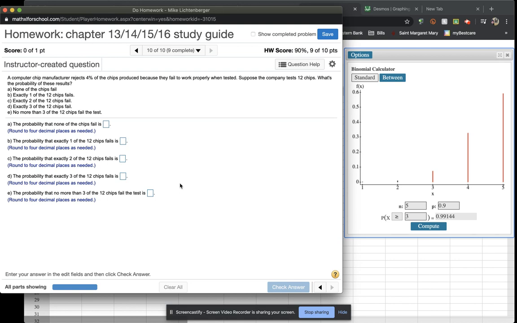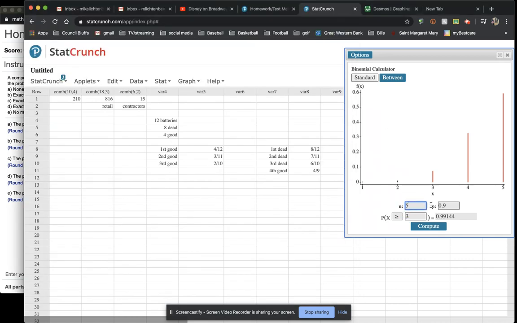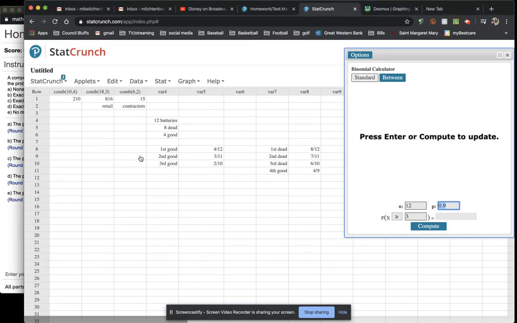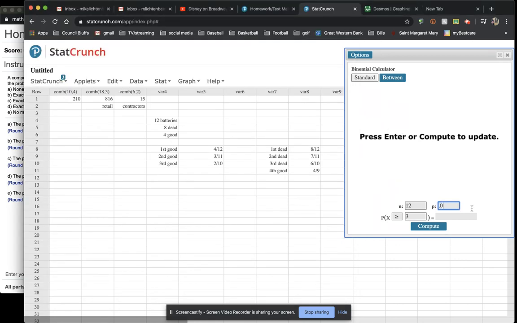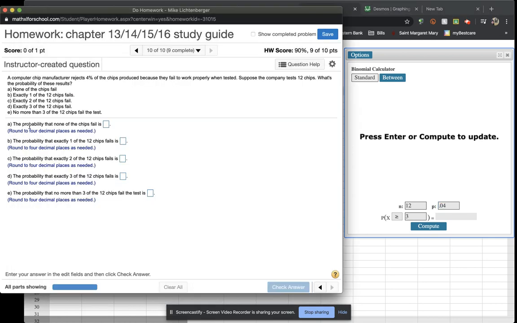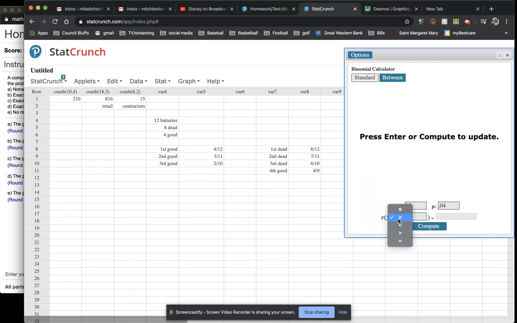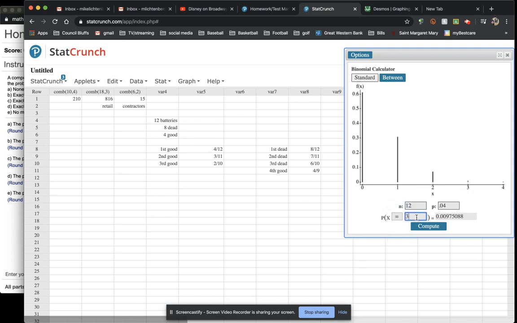Number 10, we're literally going to do the same thing. So suppose the company tests 12 chips, so that's our sample size. The n value is 12. And then the p-value, the manufacturer rejects 4%. So 4% is 0.04. That's our p-value. Probability that none of the chips fail. So that would be the probability of equals 0, meaning none of them fail.